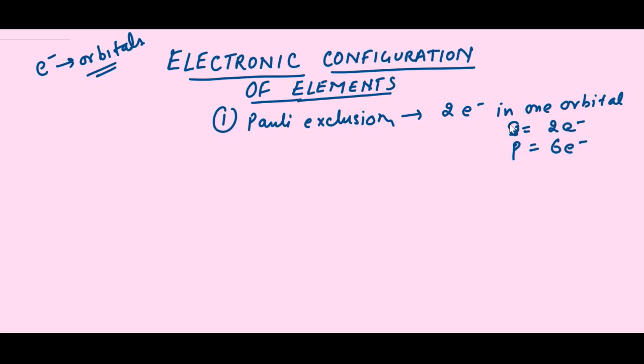So don't get confused that in s we are filling 2, but in p we are filling 6. Why? Because p is a subshell, and in the p subshell there are three orbitals, and one orbital can have two electrons. So three orbitals would have maximum 6 electrons. Similarly, in the d subshell you have 5 orbitals, which means maximum 10 electrons. In the f subshell, you have 7 orbitals, so maximum 14 electrons you can fill. You need to remember this about the Pauli exclusion principle.